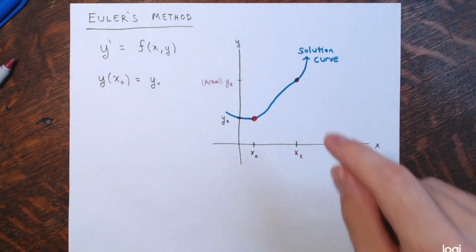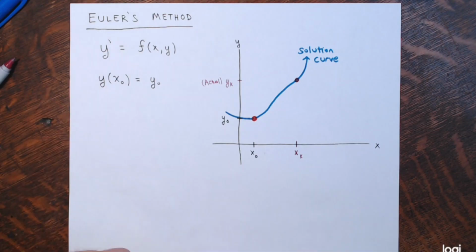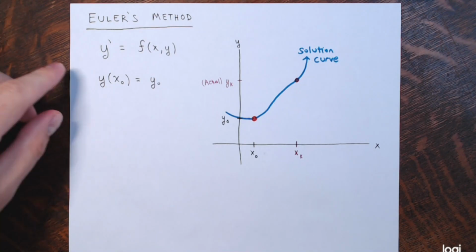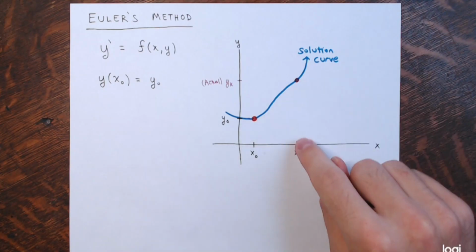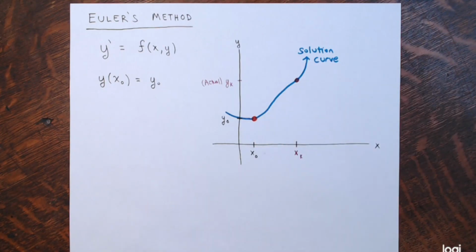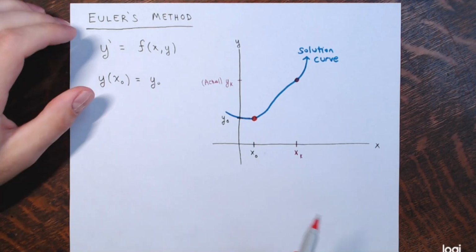But what if we didn't know the solution curve? What if this were some sort of crazy non-linear equation that you didn't know how to solve, so you couldn't find an exact expression for the solution curve? So what do we do in that case? How do we find this value of the solution, if it exists, at x1 if we don't know the solution curve? Well, we can use tangent lines, right?